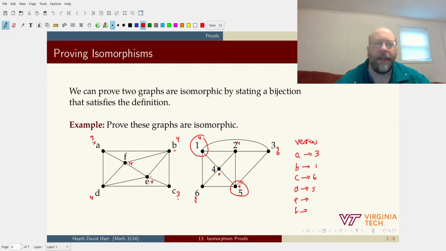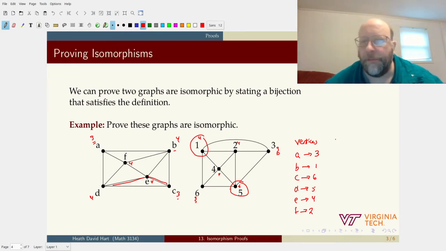And then finally, E and F then have to go in the last positions, but I notice that E connects to C and D, which will eventually be 6 and 5. 2 connects to 5, but not directly to 6. But 4 connects to 5 and 6. And so I think E needs to go to 4, and F needs to go to 2. And let's see if that works.